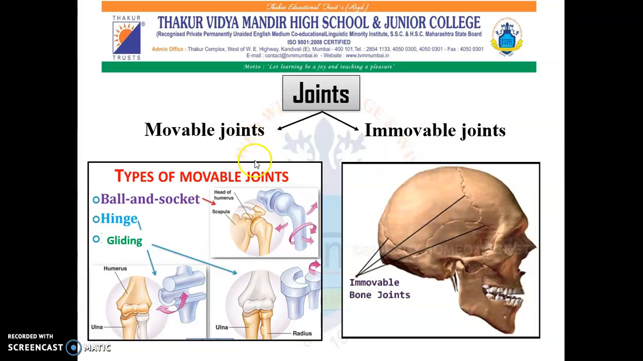Joints are of two types, movable joints and immovable joints. Movable joint includes the bones that can move. For example, the bones of arms and legs. Movable joint is divided into three types: ball and socket joint, hinge joint, and gliding joint. We will see all these three types of joint in detail in the coming slides. Immovable joints include the bones that cannot move. Example, bones of skull. Other than the lower jaw, all the bones are immovable joints.